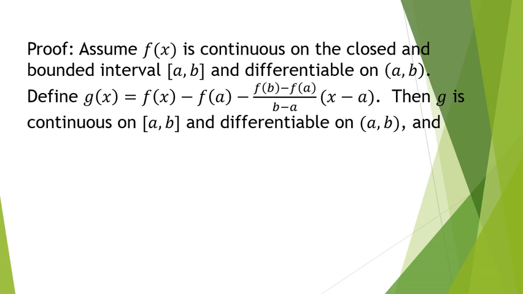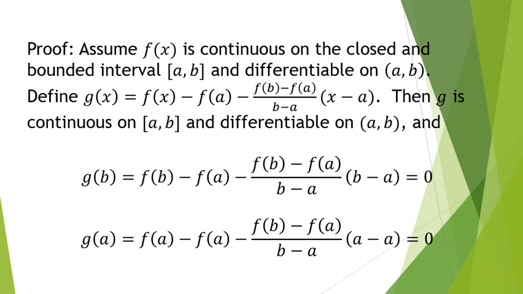Now we're going to take the two endpoints, a and b, and we're going to plug each of these into g of x, and we're going to see what we get. Well, if we plug b in, we are going to get f of b minus f of a minus (f of b minus f of a) over (b minus a) times (b minus a). Well, if we look at this as one group of terms, the b minus a's cancel out, and now we're taking a quantity and subtracting it from itself, so that gets us 0.